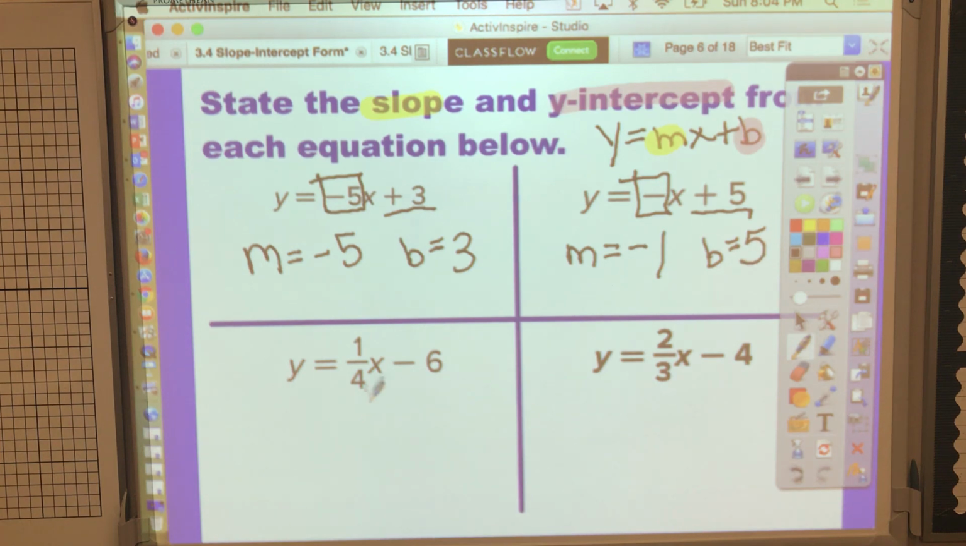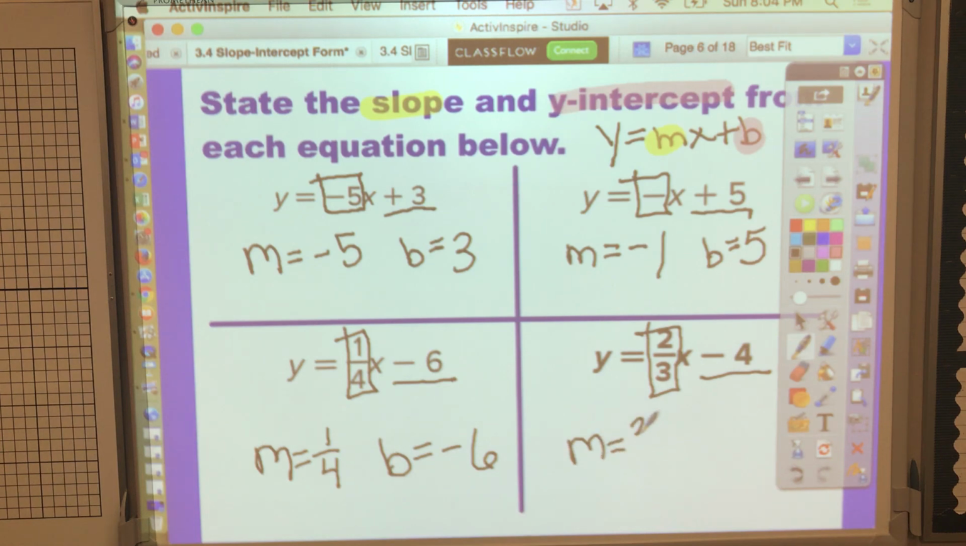Okay? Bottom 2, number with x, that coefficient, our m is 1/4. Notice it's written as a fraction still in this form. Okay, we don't want our slopes to be decimals or mixed numbers. Okay? And this time, our b, if I look at this, is a -6, which is representing a negative 6. And the last one, coefficient is 2/3. Subtracting 4, so our m is 2/3, and our b, our y-intercept, is negative 4.